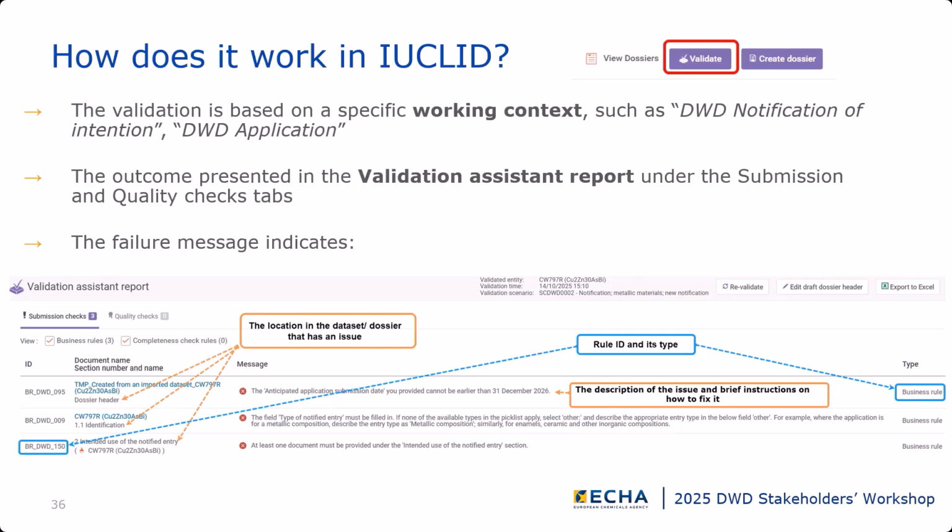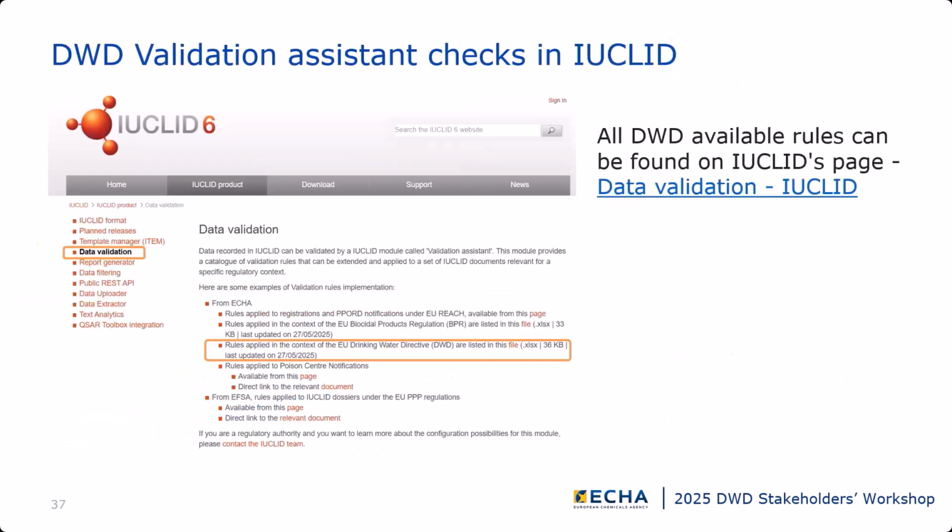You are also going to see the type of the check and the rule ID. The rule ID is very helpful for us in case you report any questions or you have any issues that you would want to report further on the Validation Assistant. We keep developing validation checks in each IUCLID release. You can access the list with all of these available rules on IUCLID pages in the data validation section. And this list, of course, is going to be updated with every release.